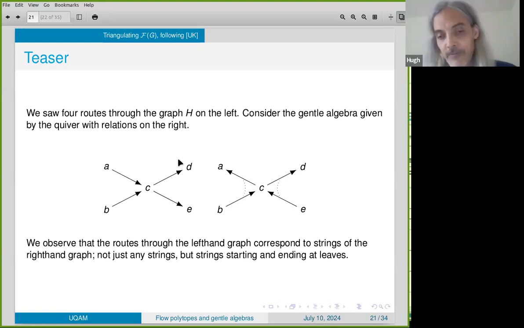So it wouldn't have worked just to take the flow graph and try to represent that graph. That's not quite the right thing to do. We have to change the graph in a certain way and introduce some relations on it. But once we do that, the roots here correspond to strings over on this side. Not just all the strings though, because a string can be short.